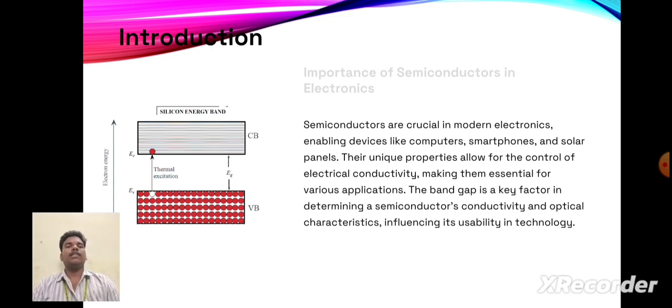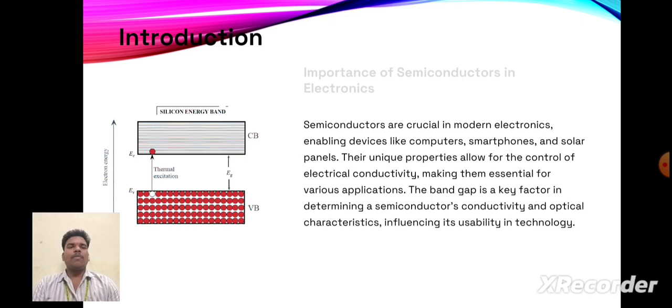through them. Next, semiconductors are crucial in modern electronics, enabling devices like computers, smartphones, and solar panels. Their unique properties allow the control of electrical conductivity, making them essential for various applications. The band gap is the key factor in determining the semiconductor's conductivity, optical characteristics, and influencing its usability in technology.